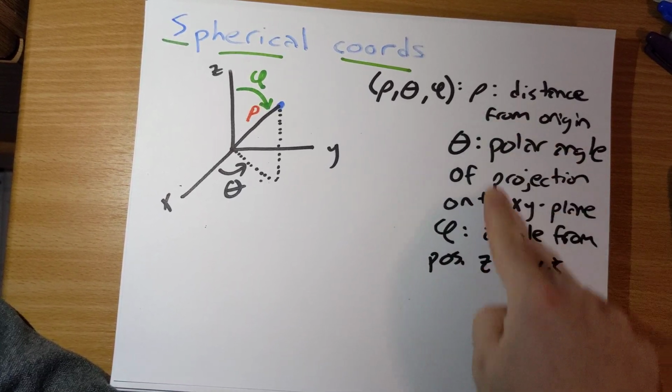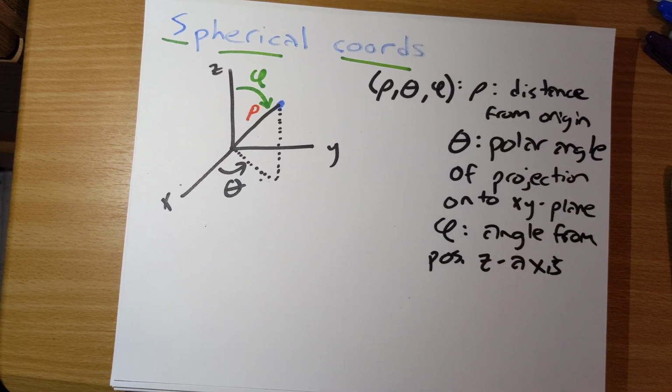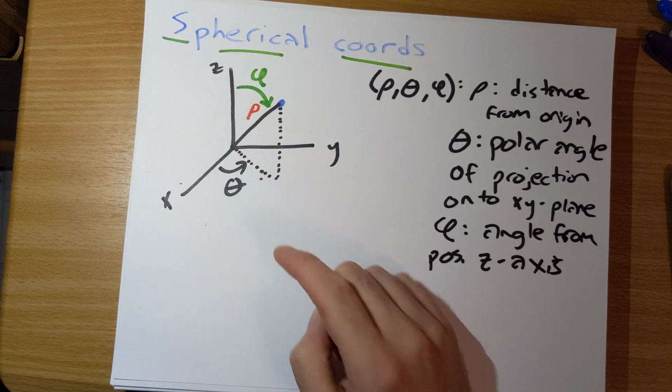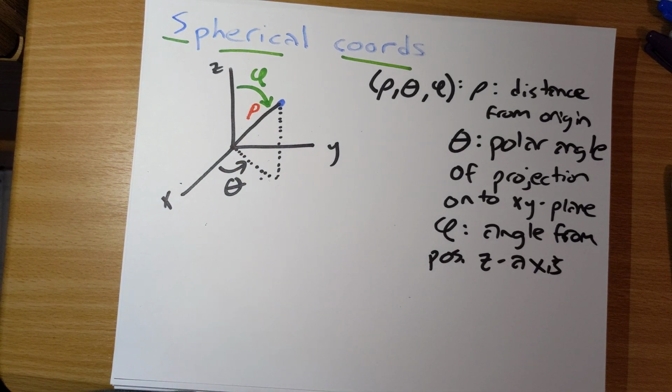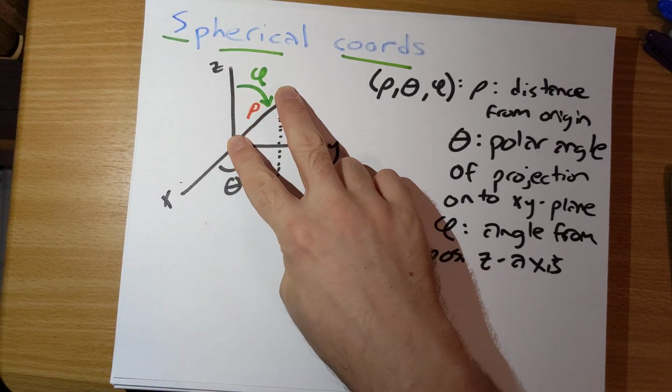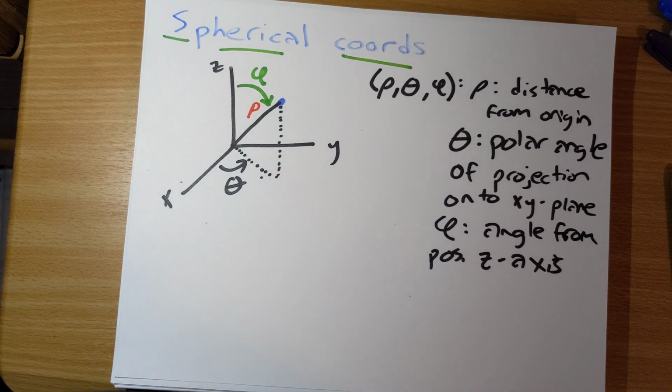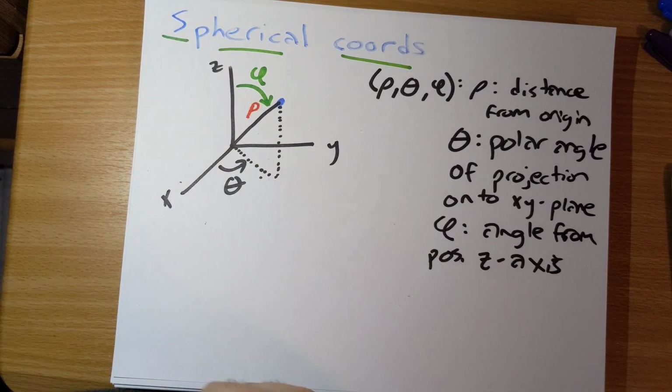So the first two feel familiar, that theta is the polar angle of the projection onto the xy plane. I mean, that's the same thing as it was for cylindrical coordinates. Rho is the distance you are away from the origin. I mean, r is the distance you are in the xy plane. You have to do some kind of projection.